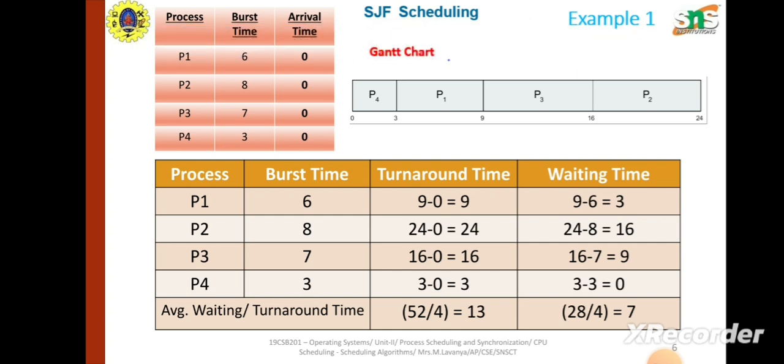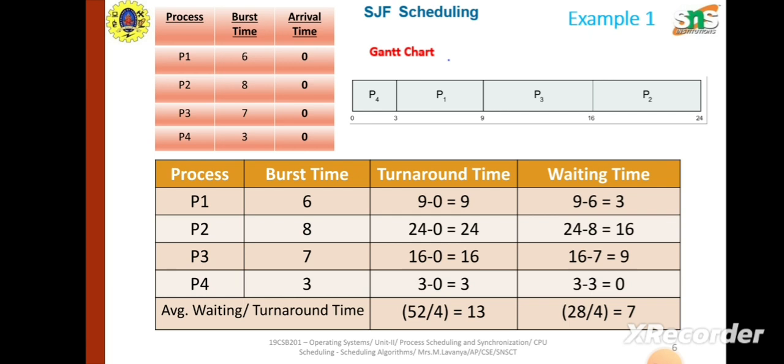Then we are going to find the average turnaround time. For finding the average turnaround time, we will be summing all the turnaround times of the processes P1, P2, P3 and P4. 9 plus 24 plus 16 plus 3 equal to 52. 52 divided by 4 equal to 13 milliseconds is the average turnaround time of this process execution in SJF scheduling algorithm. Next, we are going to find the waiting time using this turnaround time.